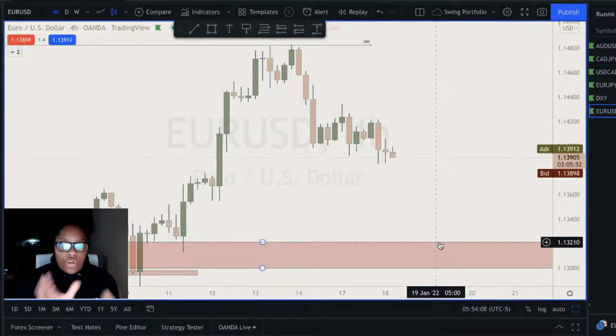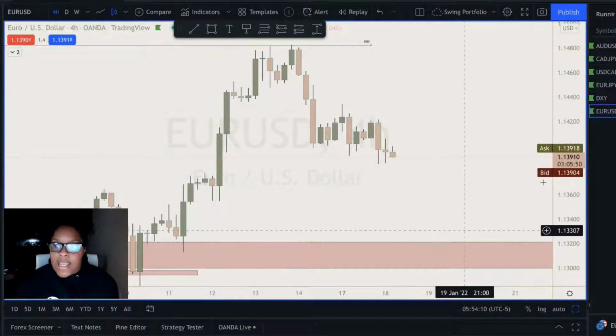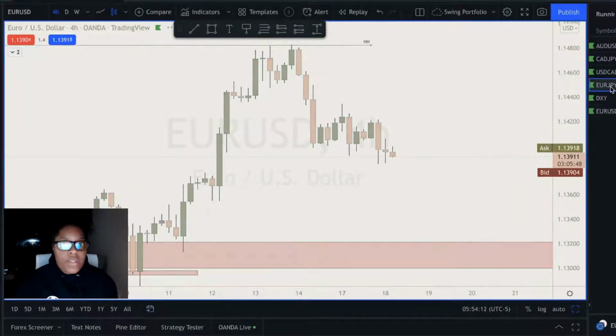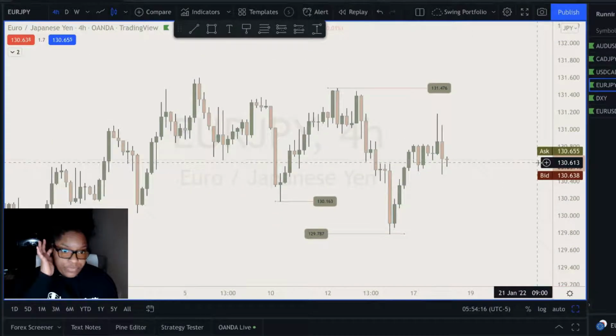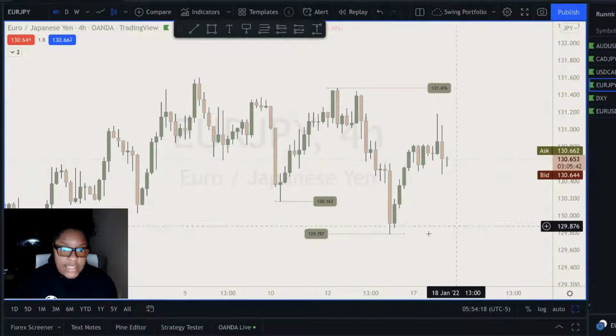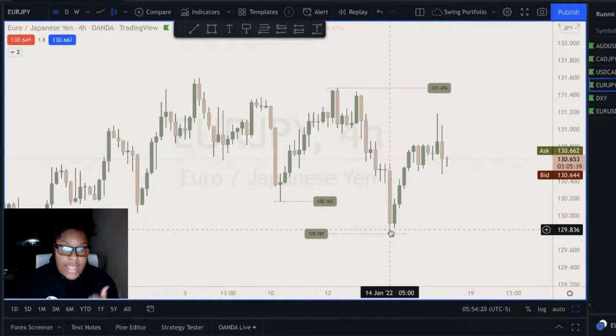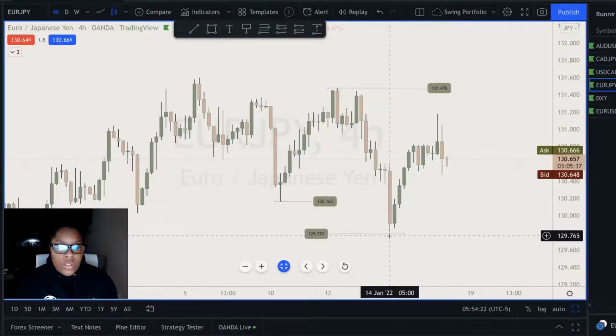So I'm going to keep it in the Euro base category, and we're going to drop over here to EURJPY. So dealing with EURJPY, recently I noticed, and this was just last week, that she made a new lower low at 129.787.